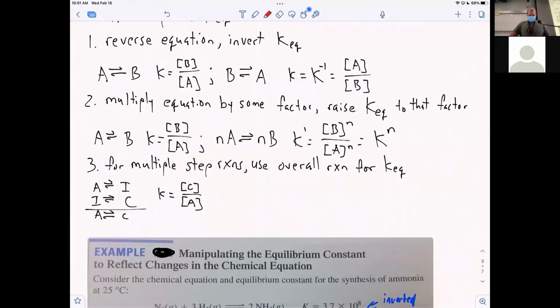And for multiple step reactions, say that we have A in equilibrium with some intermediate, and the intermediate is then in equilibrium with the product C. That means if you have the overall chemical reaction, A in equilibrium with C, the intermediate goes away, and we just look at the overall reaction. The equilibrium constant is product C over reactant A, raised to whatever stoichiometric ratio.